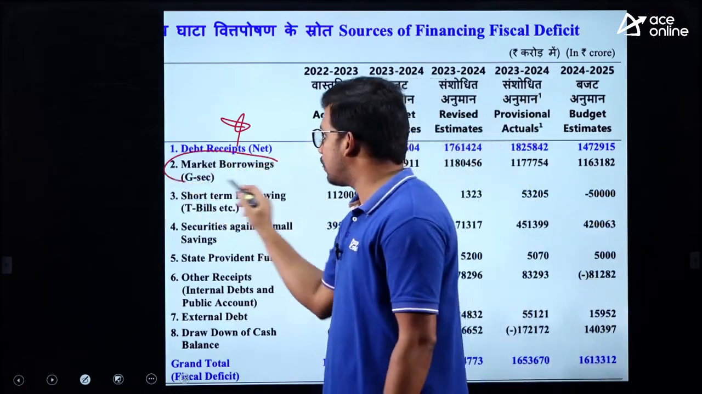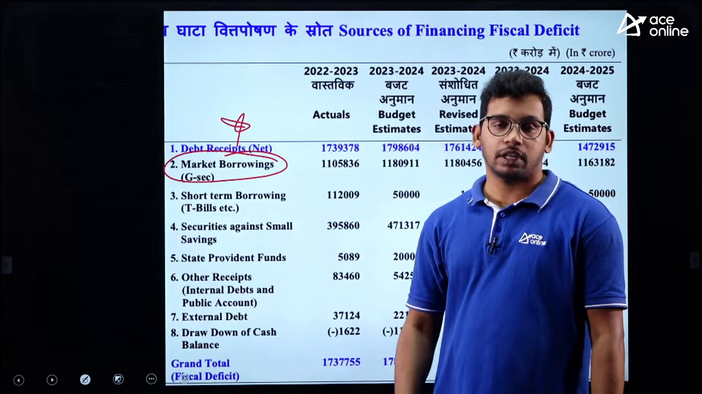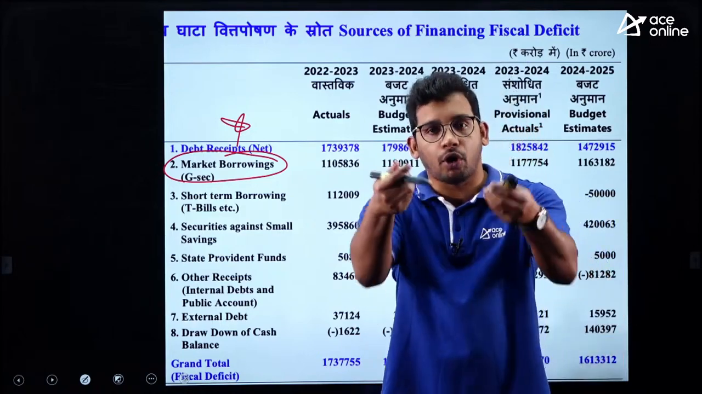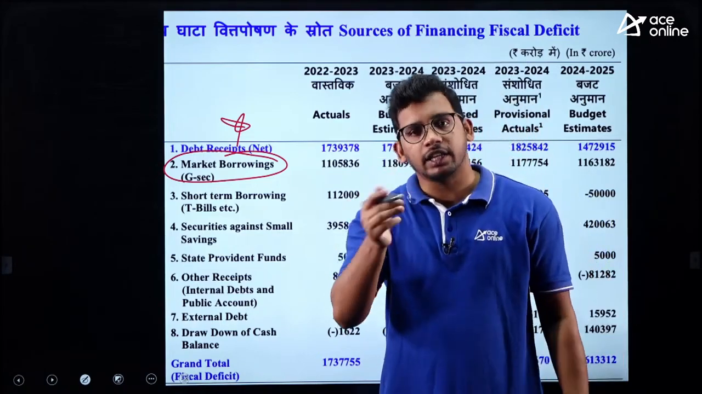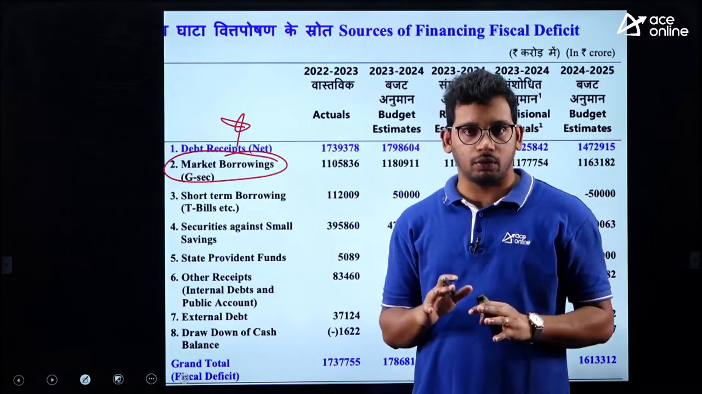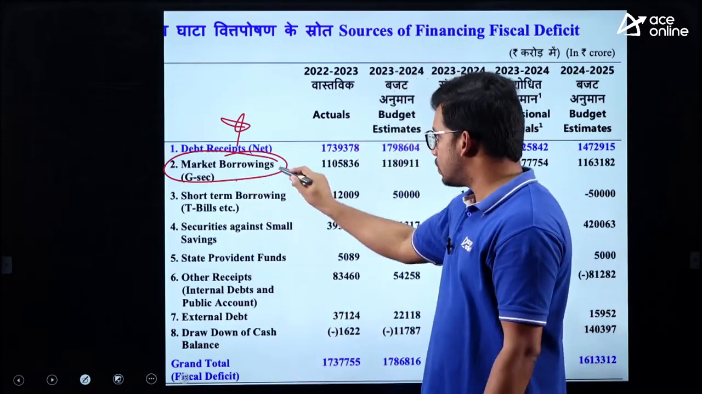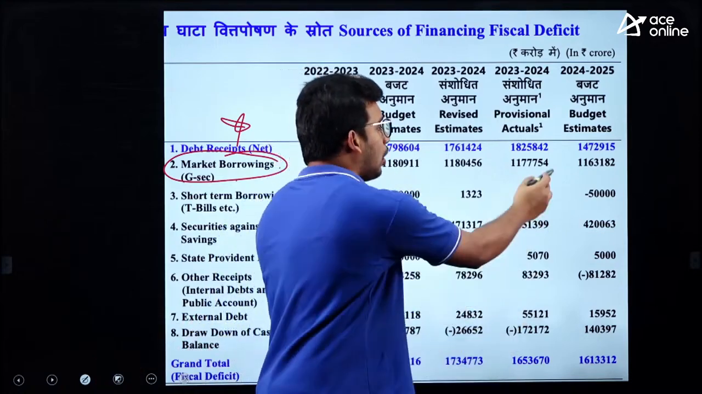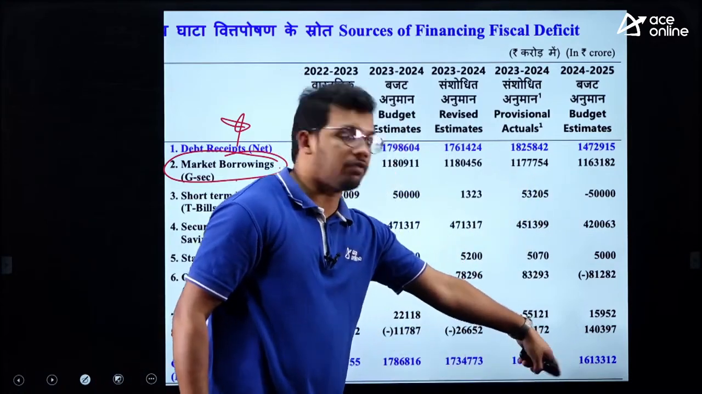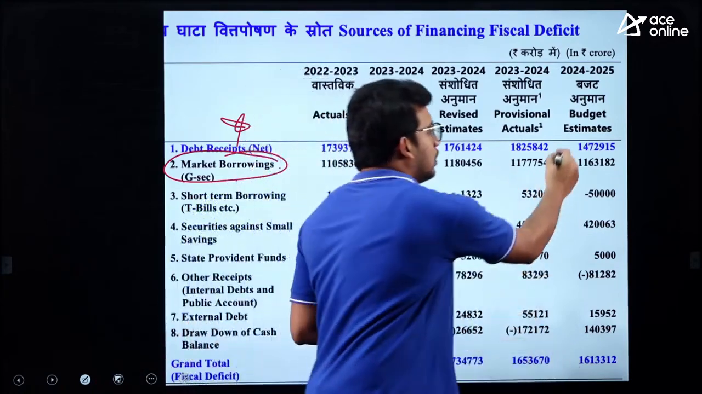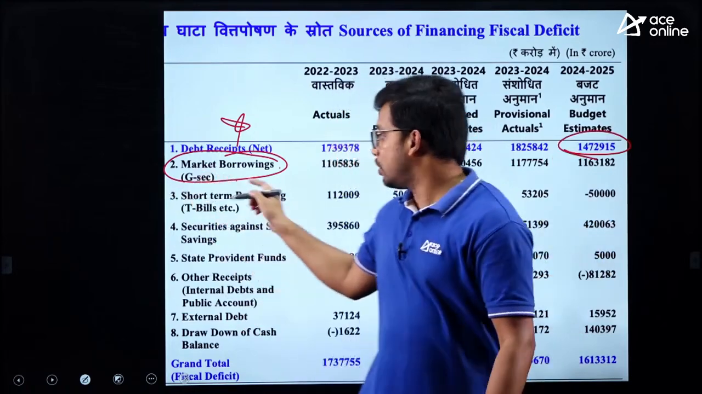The most dominant one is market borrowings. That means government is releasing bonds in the market, signing that we will give back in the future, you give us money now. You can even buy the government securities, given through RBI. So this is the most dominant one. Out of the total 16.1 lakh crores that government is borrowing, market borrowings is the highest one.